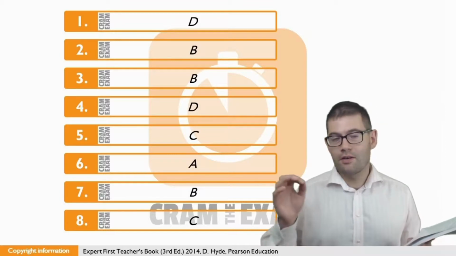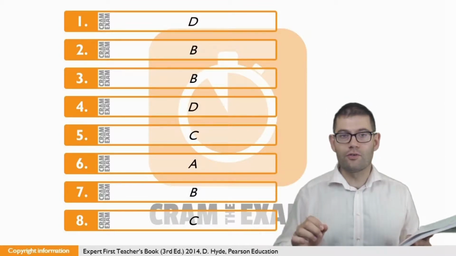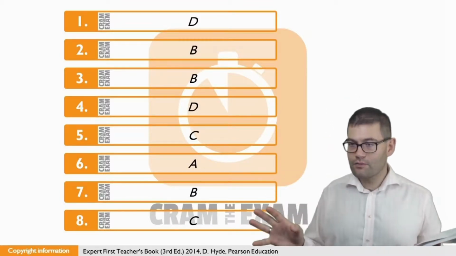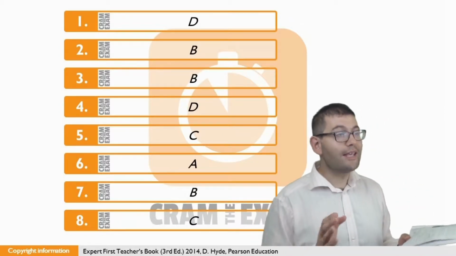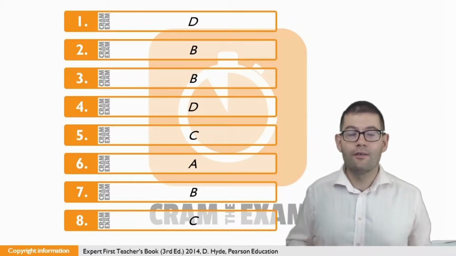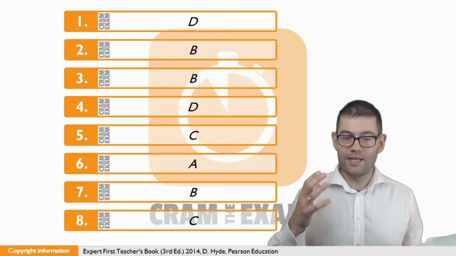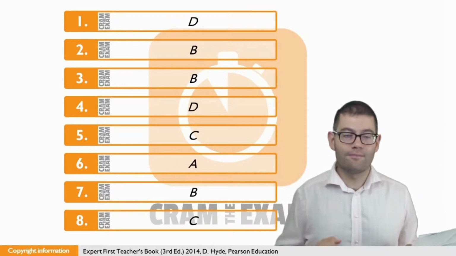For question number 6, vocabulary question. Something can be out of fashion and something can be in fashion, and that's exactly what we need here. We need the answer to be which is A, in.